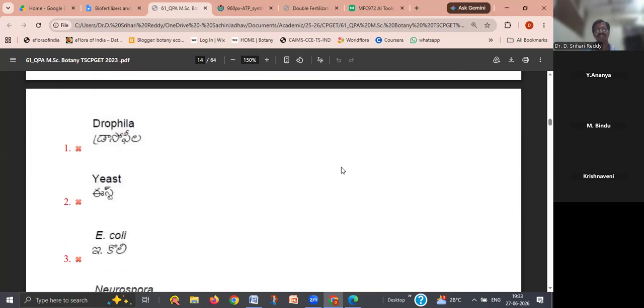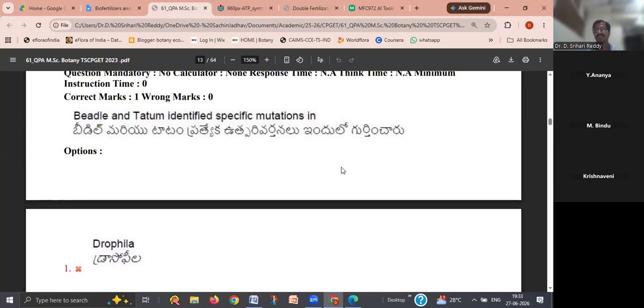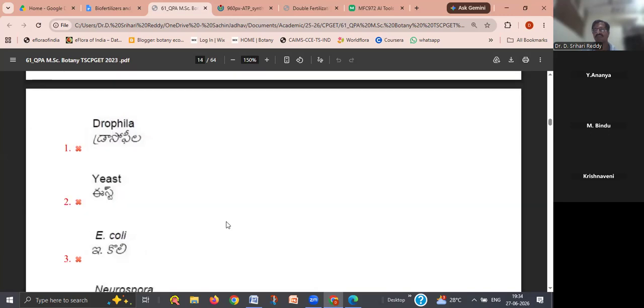Beadle and Tatum also proposed one famous theory, the one gene, one enzyme theory. That also you should remember. That means one gene is responsible for the synthesis of one enzyme. But later it was modified as the one gene, one polypeptide theory. But you should remember, Beadle and Tatum were related to their mutations in Neurospora crassa and also the one gene, one enzyme theory.